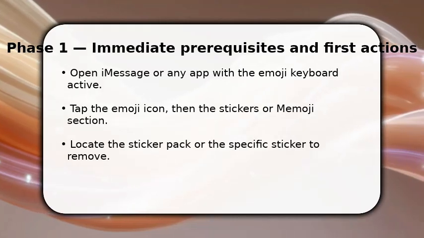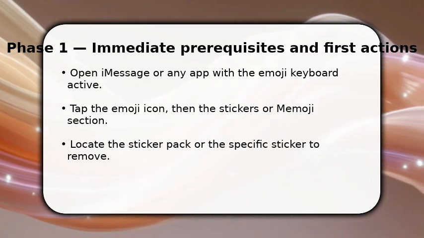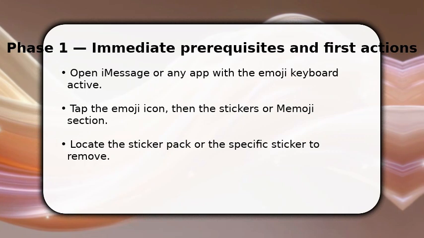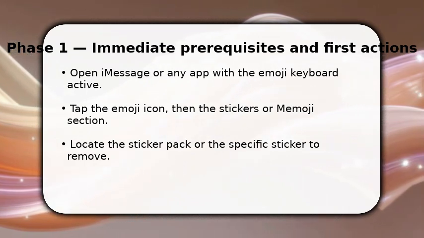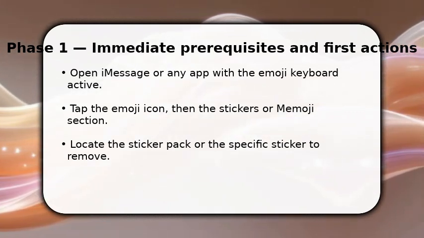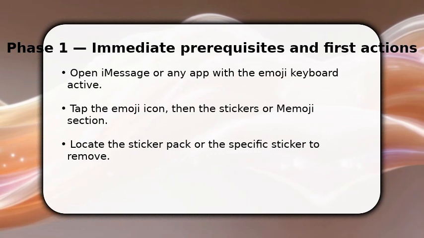You start inside iMessage or another app with the Emoji Keyboard. Open the Emoji panel and swipe to the sticker or Memoji area. Once you locate the sticker pack, press and hold a sticker to reveal options. This is how iOS exposes management controls.